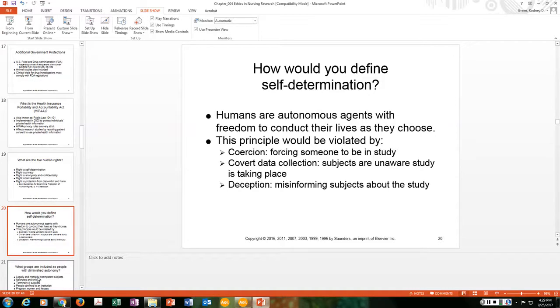How would you define self-determination? Humans are autonomous agents with the freedom to conduct their lives as they choose. And this principle is violated by any form of coercion, forcing someone to be in a study, putting pressure on someone to be in a study. Remember, if the individual does not wish to participate, there can be no harm to that person. There can be no penalty for not participating.